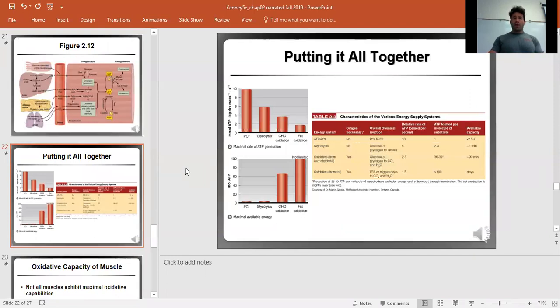So let's put it all together. There's an inverse relationship between how fast we can get this energy provided and how long it's going to last for. Okay. So we can get energy really, really quickly from our anaerobic systems, specifically phosphocreatine is the fastest by far. However, it's going to last you, in a best case scenario, I'd call it maybe about 5 seconds. And then after that, welcome to the pain.